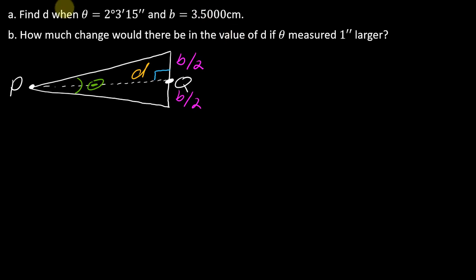Okay, so we want to find the distance d when theta is 2 degrees, 3 minutes, and 15 seconds, and b is 3.5 centimeters. And then how much change would there be in the value of d if theta measured 1 second larger? So we'll tackle both of these.